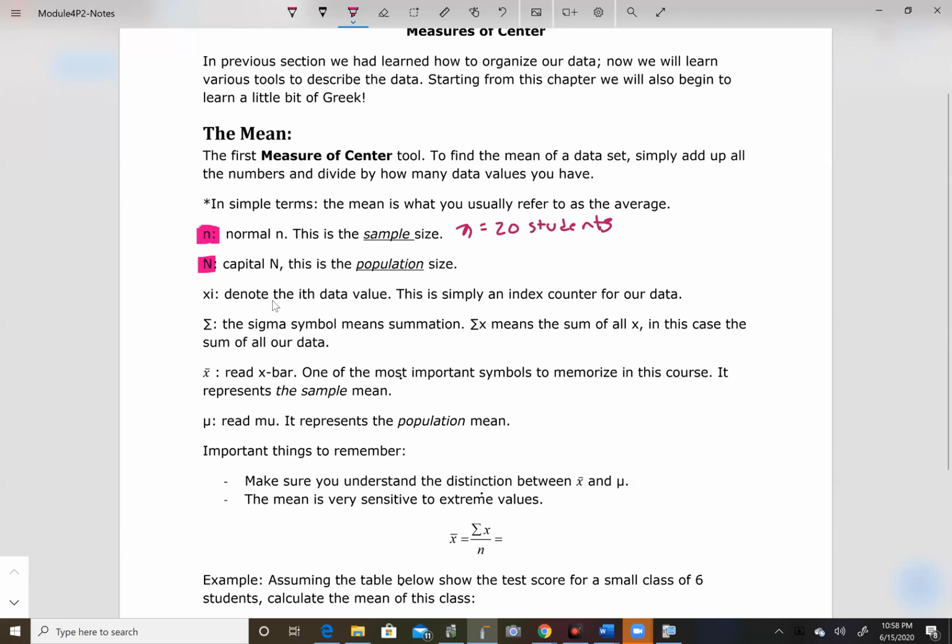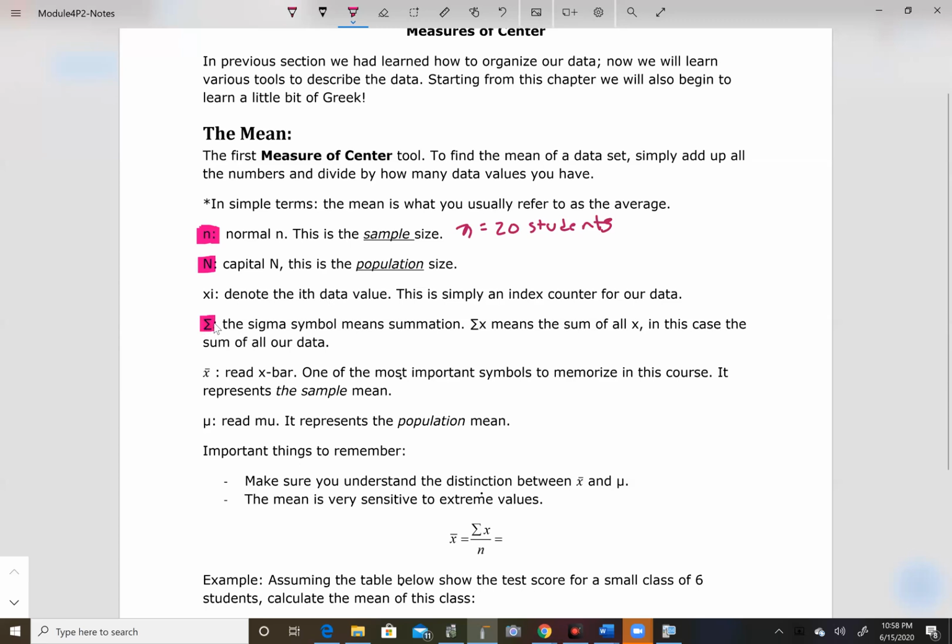Okay, let's skip for now this next one. We can read it: x sub i denotes the ith data value. I know it sounds really weird, an index counter for our data. We are not really going to use this during this class, maybe a little bit in module 14, but we'll kind of put it off. You don't need to know it for this first exam, so don't over-stress your brain right now.